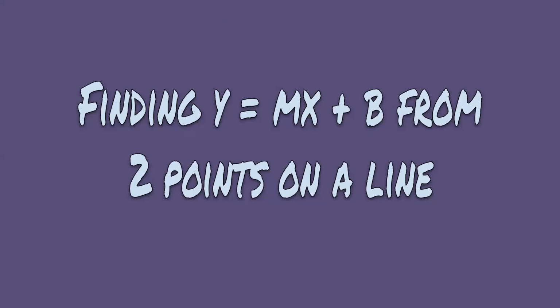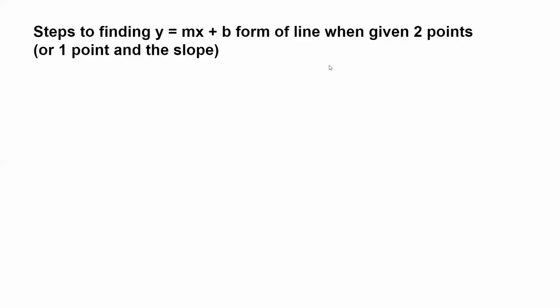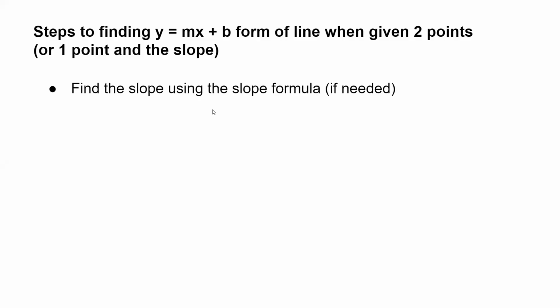In this video, we're going to talk about finding the slope-intercept form of a line when you are given 2 points on that line. Steps to finding the y equals mx plus b form when given 2 points are as follows. We want to find the slope using the slope formula.